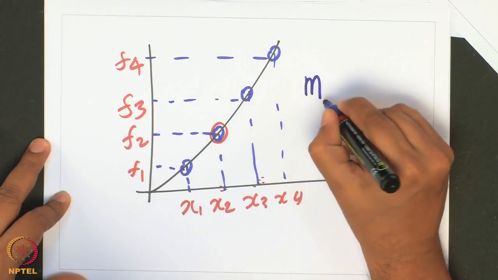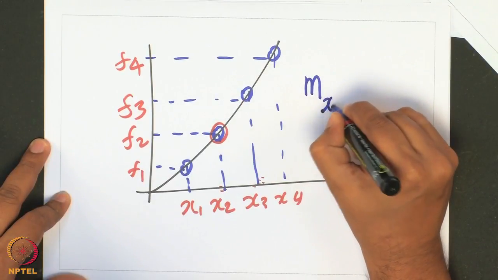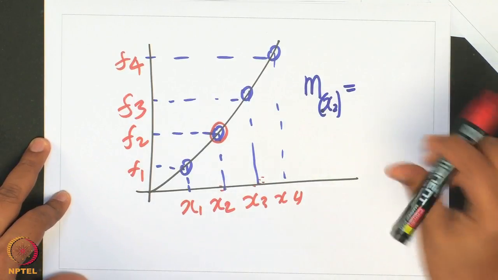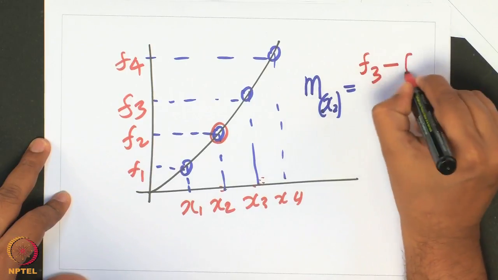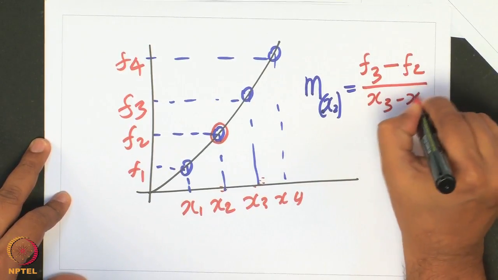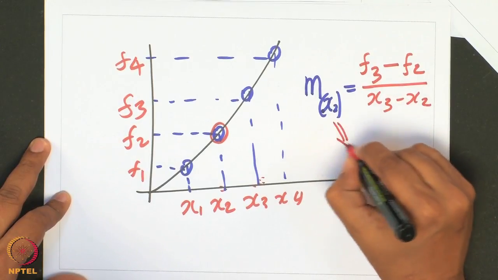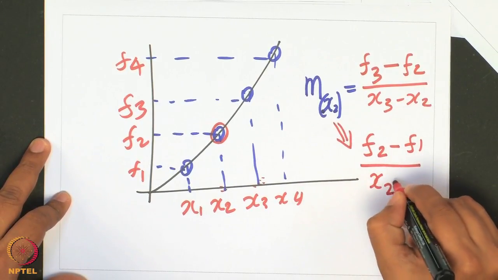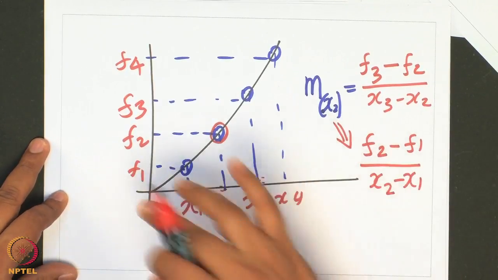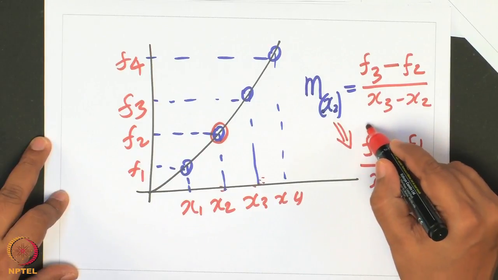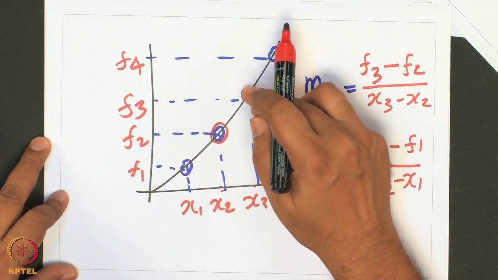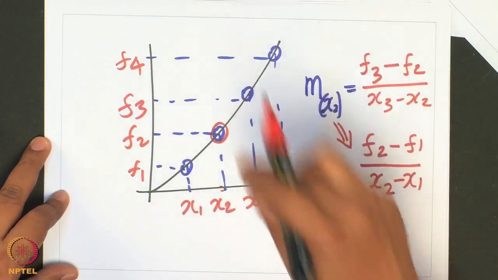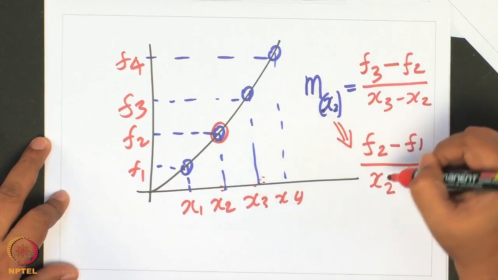You could also take the backward one. So what I want is the slope near x2. I could write, as I said, f3 minus f2 divided by x3 minus x2, or you could also write f2 minus f1 divided by x2 minus x1. If we consistently calculate everywhere, if we were to use this, then this is the next one. Consistently, if we use one, we would get a similar answer everywhere. So either use this or use this consistently.